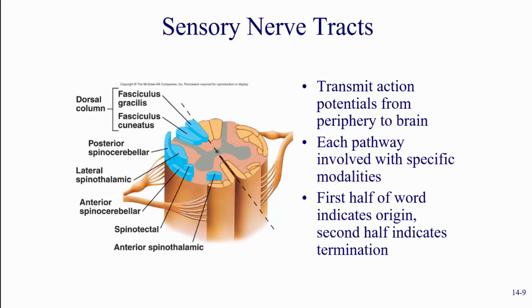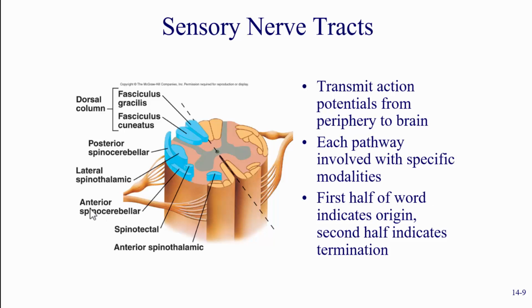Now in the spinal cord, we're going to have these specific sensory and motor nerve tracts. Let's take a look at these sensory nerve tracts. They transmit action potentials from the periphery to the brain. And each pathway is involved with specific modalities. And the first half of the word indicates the origin, the second half indicates termination.